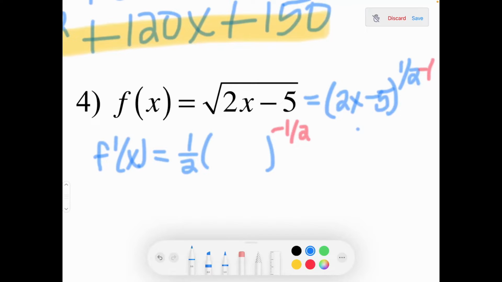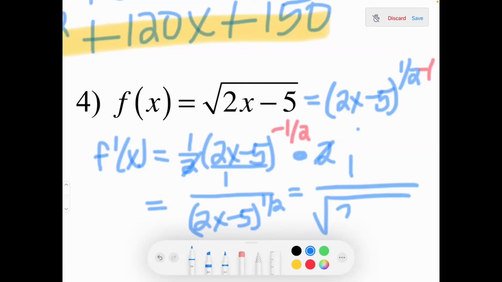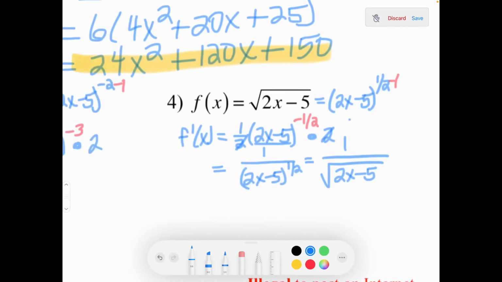We're not going to change the 2x minus 5. It's going to stay the same. And then we're going to multiply that by the derivative of the 2x minus 5, which is just 2. And 2 times 1/2, those are going to cancel out. And then we can make this a positive 1/2 in the denominator. So we get 2x minus 5 to the positive 1/2. And if we wanted to, we could rewrite that as a square root, since 1/2 power is a square root.